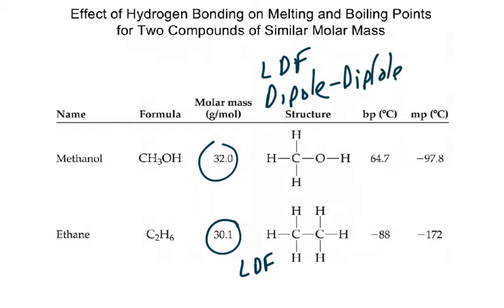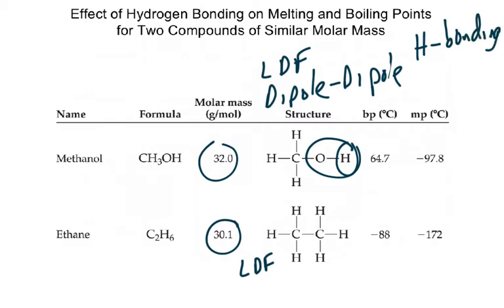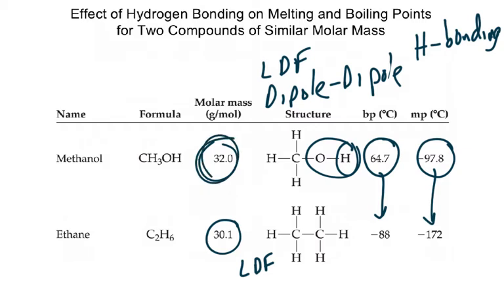But there's something special here. Okay, so what's special is because this H is directly bonded to an O, this H can participate in hydrogen bonding. So this one has all three types of intermolecular forces. Now, the most dominant one is the hydrogen bond, and that's going to explain why the boiling and the melting point are significantly higher than ethane, even though they have about the same mass. Okay? That high boiling and melting point is due to hydrogen bonding.